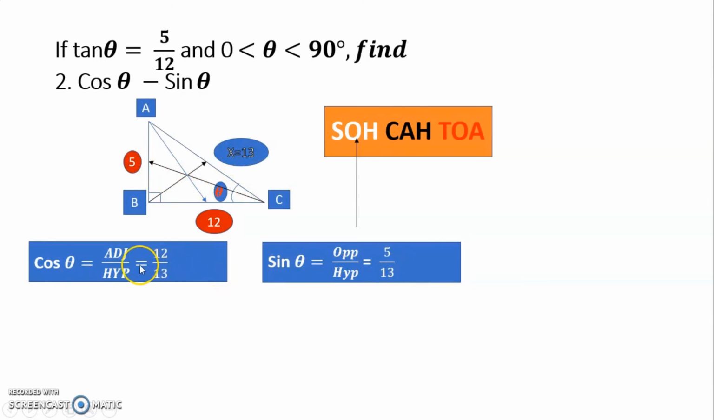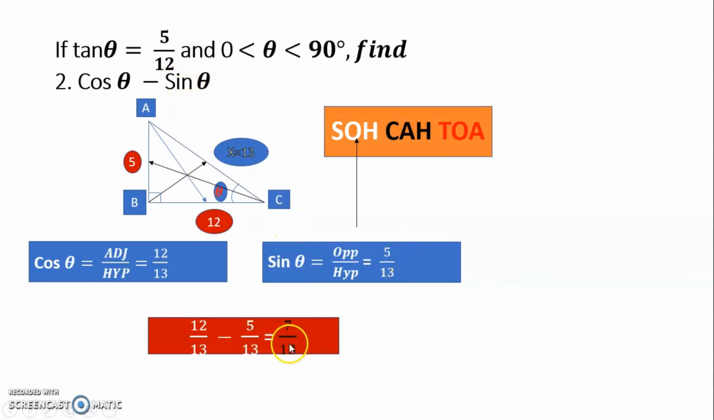So we have known our cos theta and sin theta. Let us substitute into this equation. Anywhere we see cos theta here, we put 12 over 13. Anywhere we see sin theta, we put 5 over 13. So we have 12 over 13 minus 5 over 13. Since the denominators are the same, we pick one and we subtract the numerators. So 12 minus 5 is 7. So cos theta minus sin theta is equal to 7 over 13.